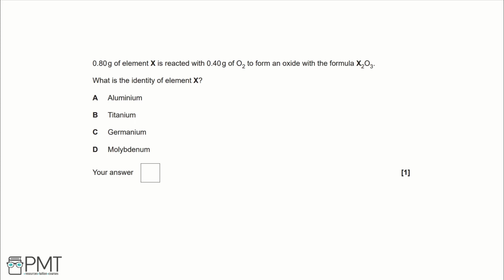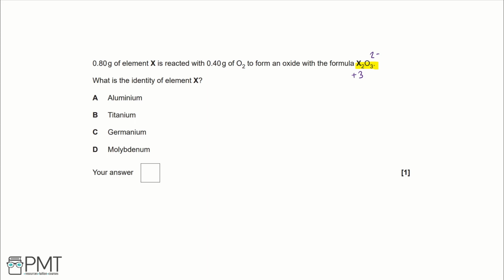So firstly, looking at this question, we can work out the charge that X would need to have. As O3 has a 2 minus charge, that means it's got a 6 minus, and then we've got X2, so we'd need positive 6 to counteract this 6 minus. Dividing this by 2, we get plus 3. So that's the charge that element X would need to have in this formula. But that doesn't help us a massive amount with this identity question.